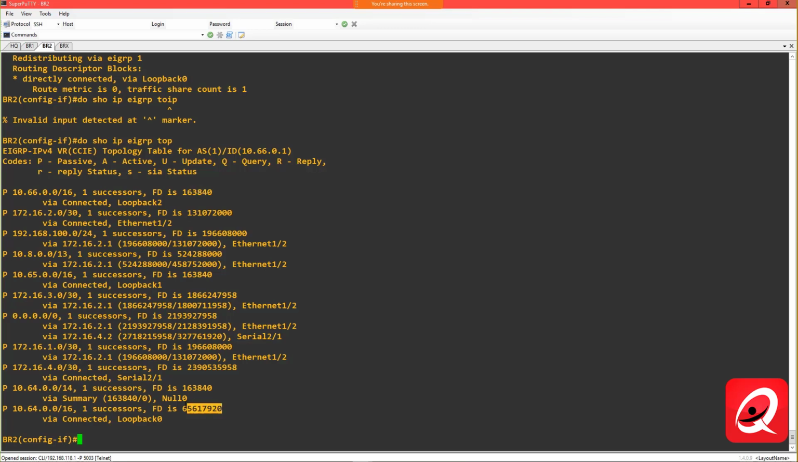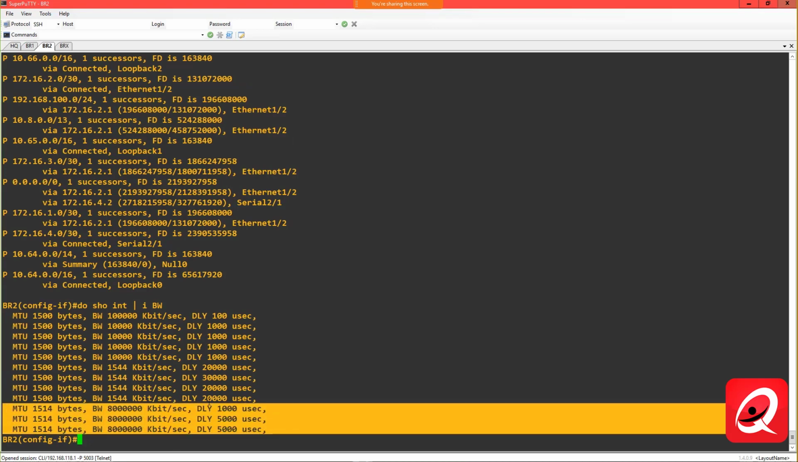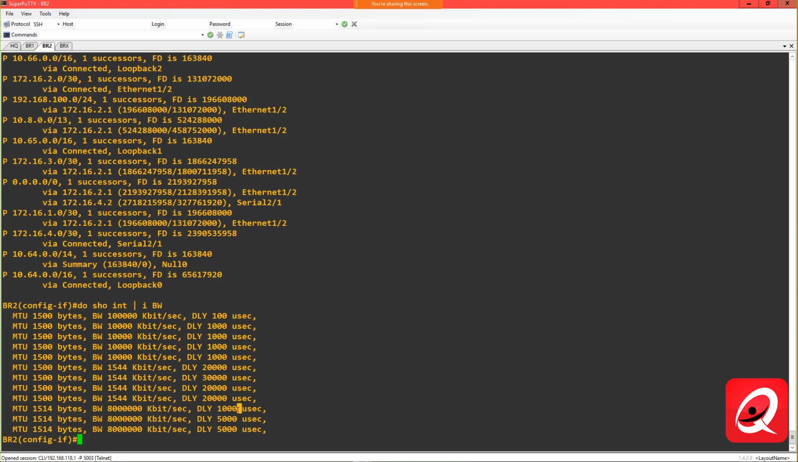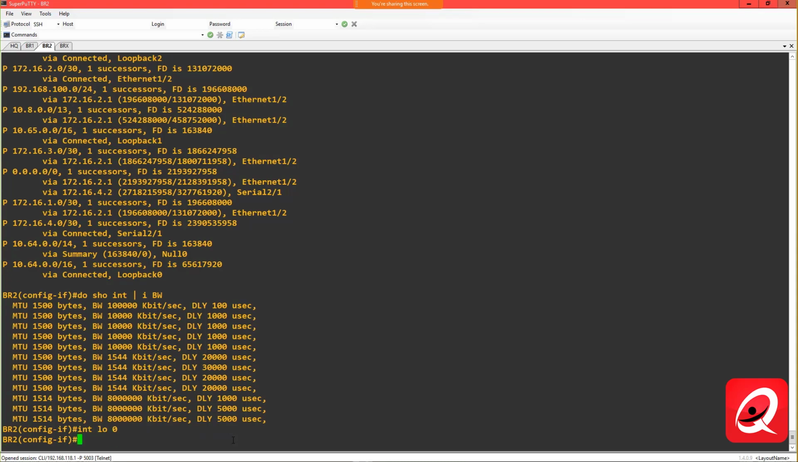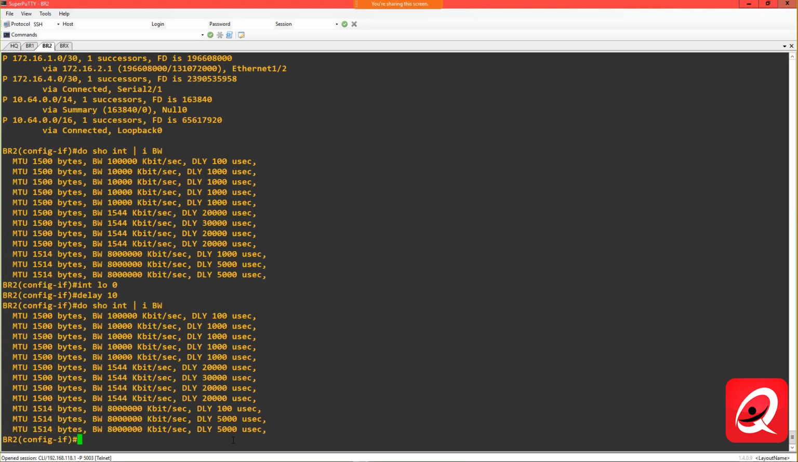I'm just really confused why this one is so much higher, even though the bandwidth is the same. Do show interface include BW. The bandwidth is the same for all three loopbacks, but the delay is less. That should result in a lower overall metric for that interface. It's really strange. Actually, let's go into interface loopback 0 and do a delay of 10. So we're going to set it to 100 microseconds. All right, so now it's significantly less.